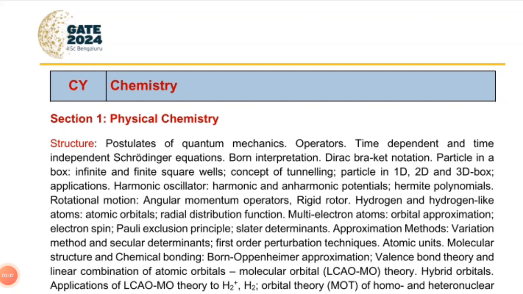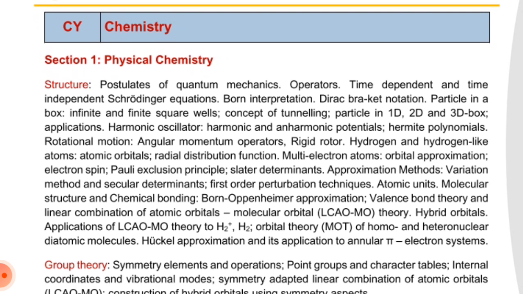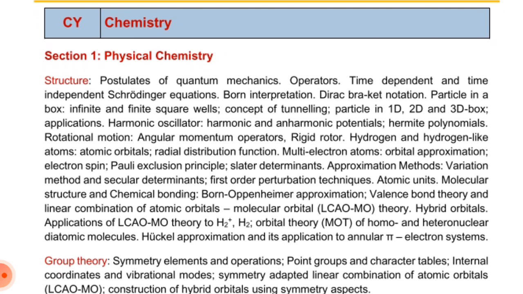Chemistry, Section 1, Physical Chemistry. Structure: postulates of quantum mechanics, operators, time-dependent and time-independent Schrödinger equations, Born interpretation, Dirac bracket notation, particle in a box, infinite and finite square wells, concept of tunneling, particle in a 1D, 2D and 3D box.